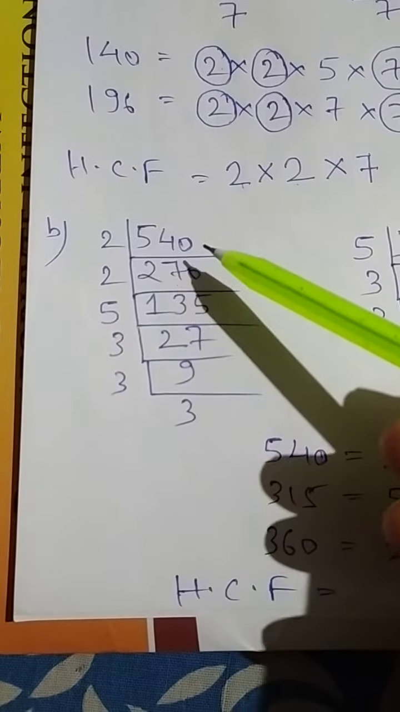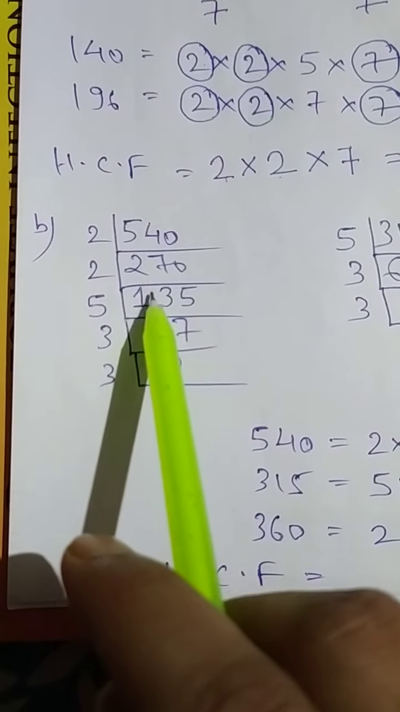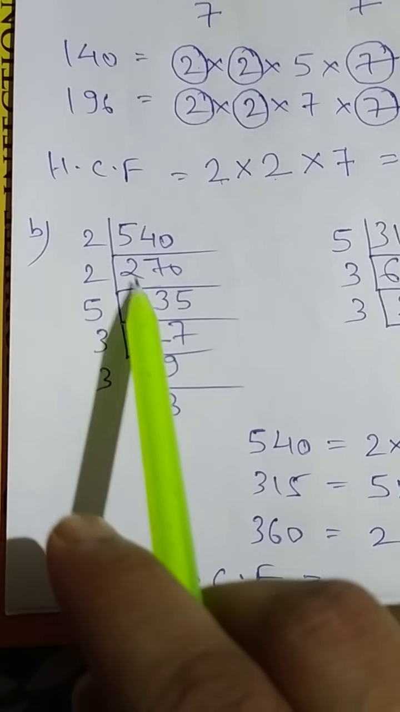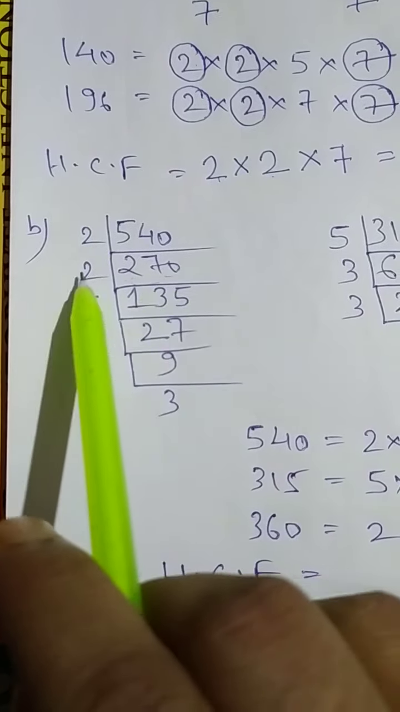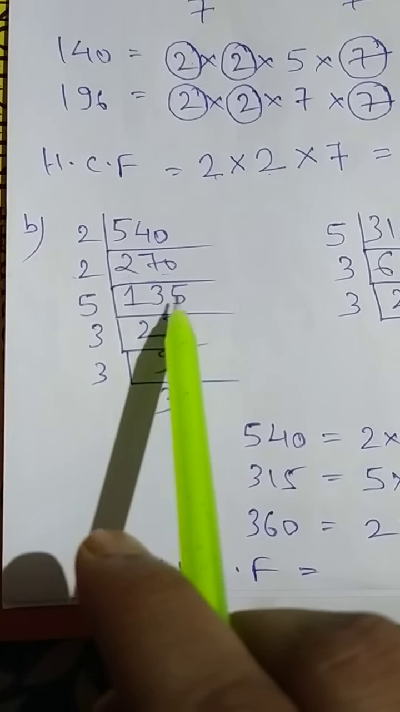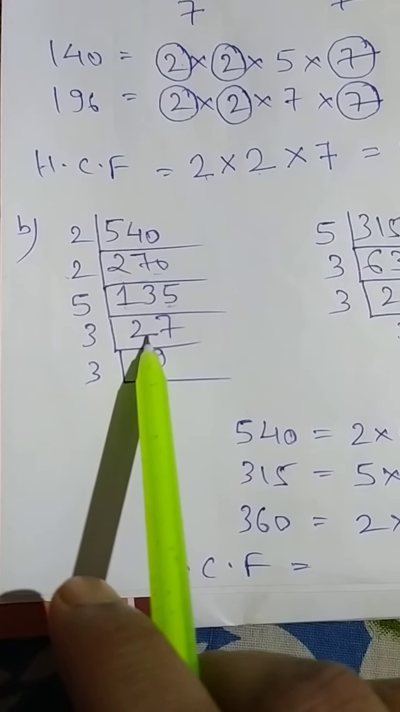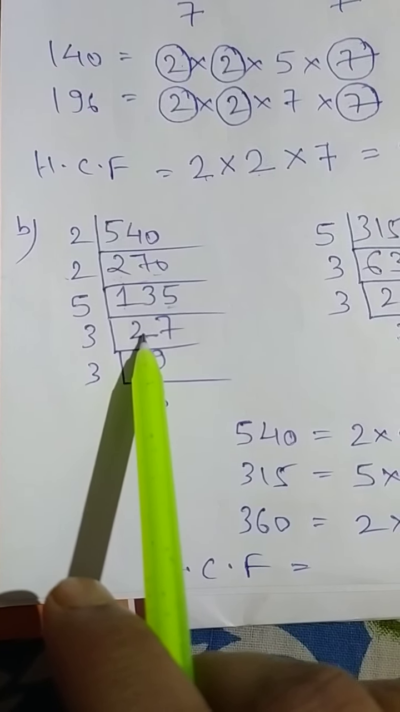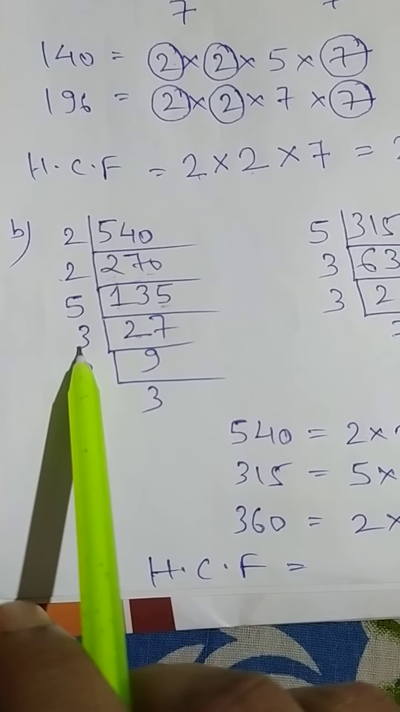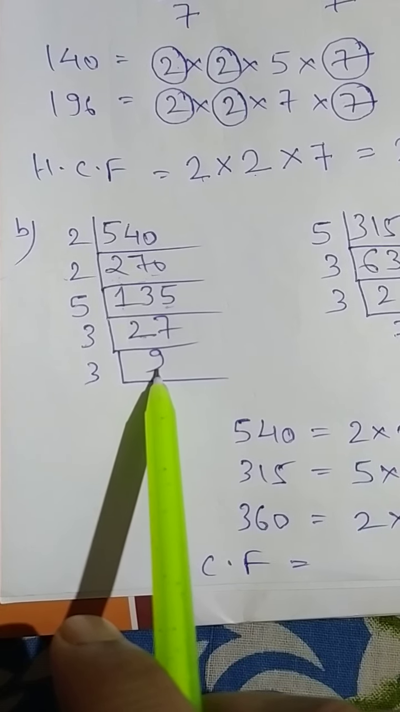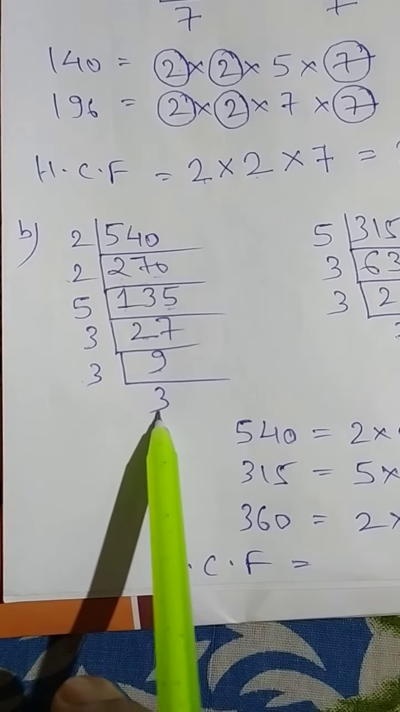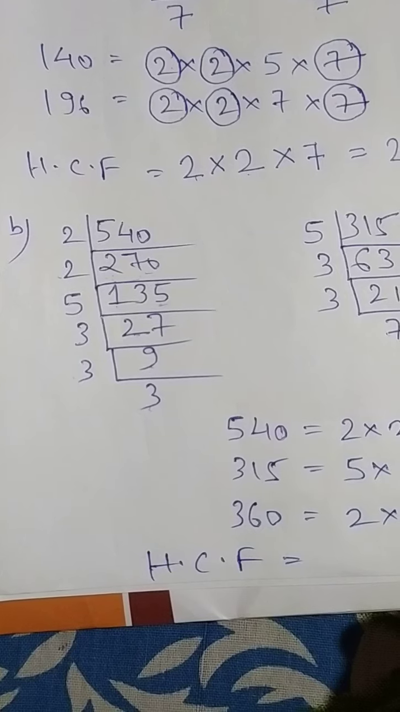So first for 540, with 2, if we divide with 2, our answer will come 270. Again 270 with 2, 135. 135 with 5, your answer will come 27. 27 with 3, 9 3s are 27. And again 9 with 3, 3 3s are 9.